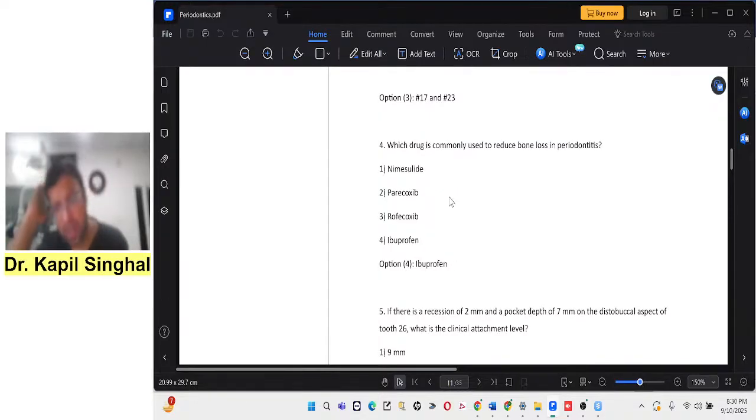Which drug is commonly used to reduce bone loss in periodontitis? Now we know that in periodontitis, bone loss is reduced by NSAIDs, because NSAIDs specifically inhibit prostaglandins. So the answer here would be ibuprofen, that is option 4.